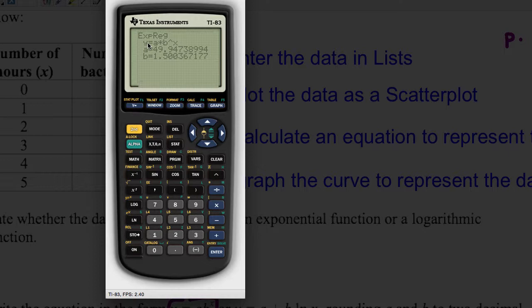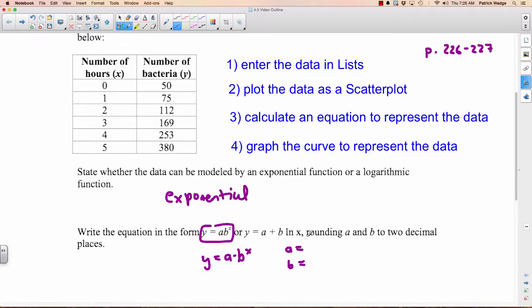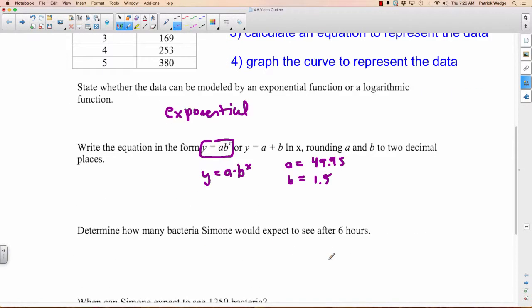it gives us the answer. See, y equals a times b to the x, where a is 49.95 if I rounded to 2 decimal places, and b equals 1.50. We did it. We have our equation. So let's go enter that data in on our page here. a equals 49.95, b equals 1.50, or just 1.5, which means our equation is y equals 49.95 times, I'll put it in brackets, 1.5 to the x power. This is our equation.